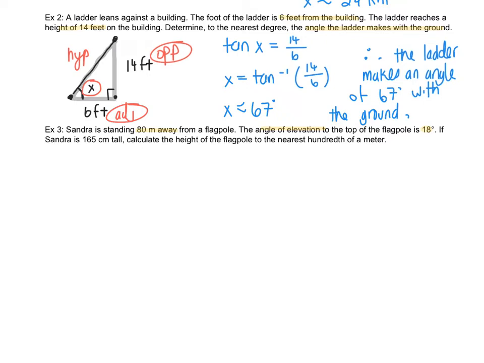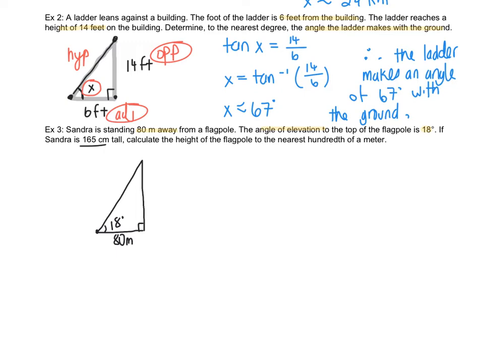All right, so when you're drawing this, here's the flagpole, let's say. And Sandra's here on the ground. She's 80 meters away, and her angle of elevation is 18 degrees. So hopefully you have this. But now, Sandra's eyes are obviously not on the ground. So this point here where the 18 degrees is, that's her eye level.